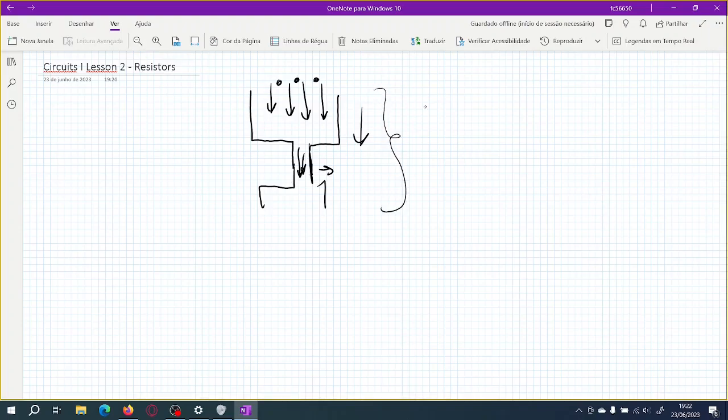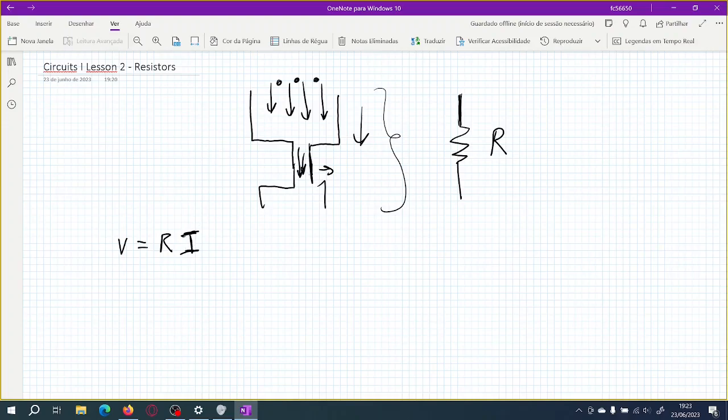This can be translated into circuits, which is called a resistance. And this component we call a resistor. And it has a characteristic, which is its resistance, which is measured in ohms. And we write the expression V equals the resistance times the current.